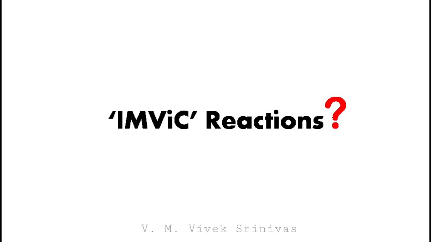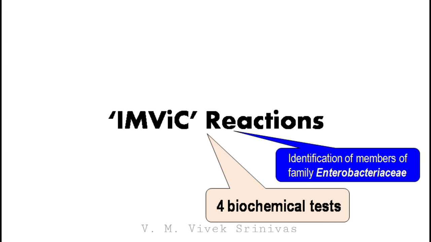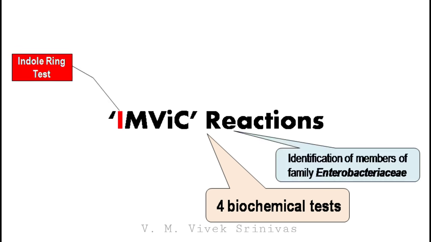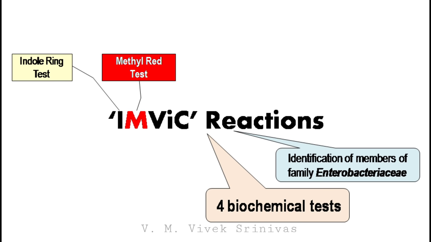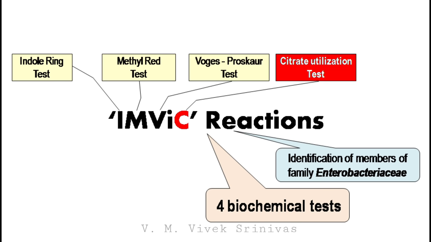The IMVC reactions. There are the set of four biochemical tests. They are commonly employed in the identification of the members of the family Enterobacteriaceae bacteria. The four biochemical tests are the Indole ring test, the methyl red test, the Voges-Proskauer test, and the citrate utilization test. The letter I is only for the rhyming purpose.